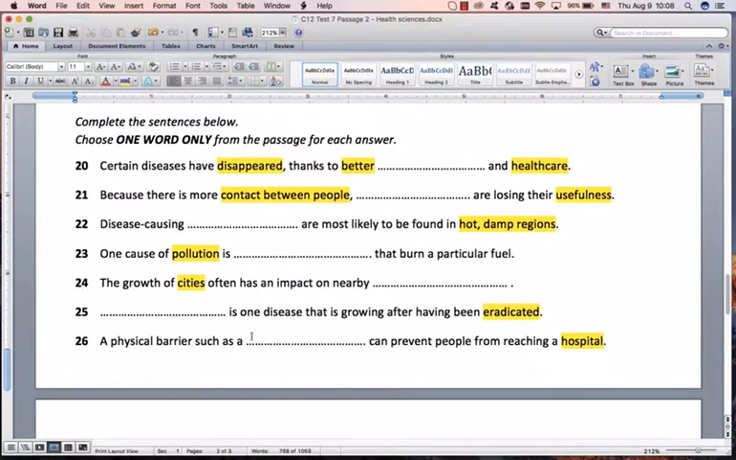25, 26, a little bit more difficult. Let's get started. What do we do? What kind of word are we looking for? Better what? Better noun, this is going to be plural or uncountable, because there's no a or an.